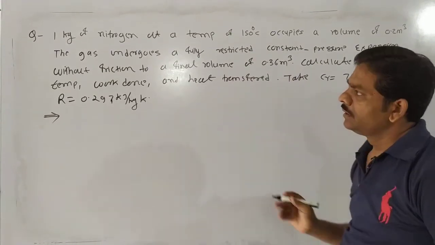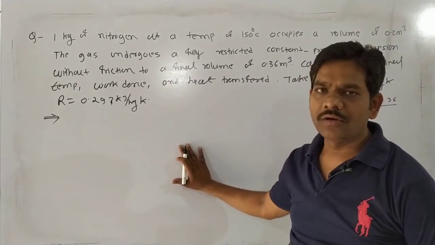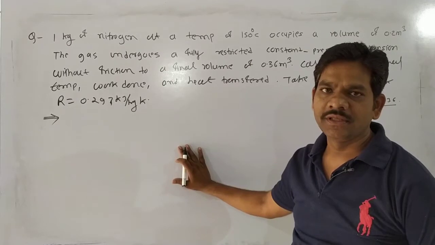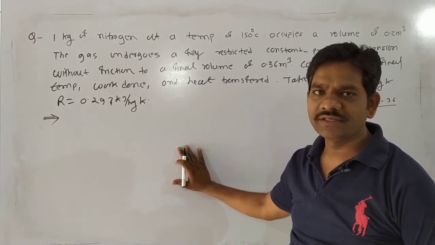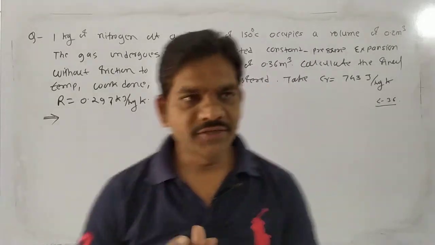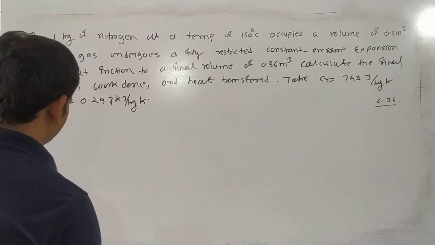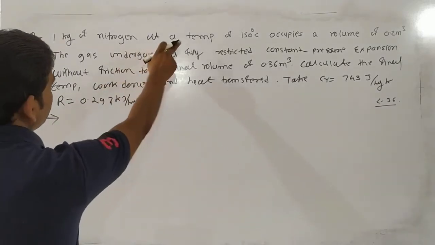Okay. So today we have to discuss the numerical on constant pressure process. In yesterday's lecture, what did we discuss? We discussed the numerical on constant volume process. So let's start the problem on constant pressure process. 1 kg of nitrogen.